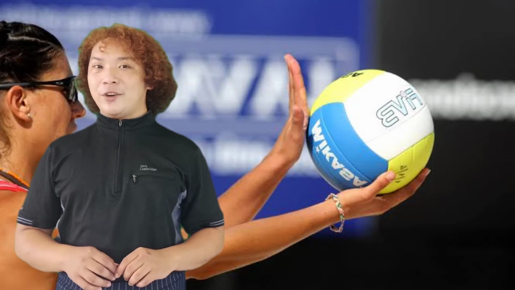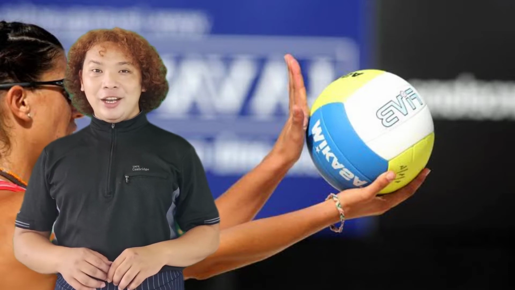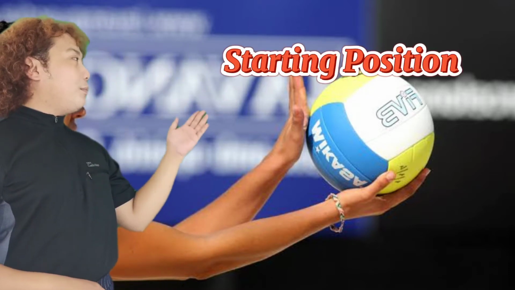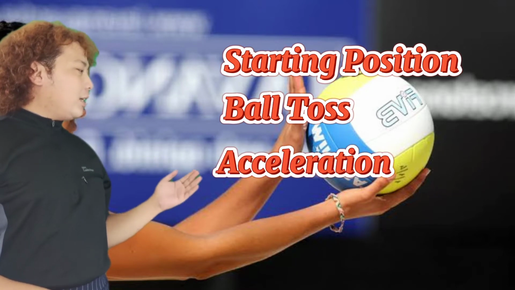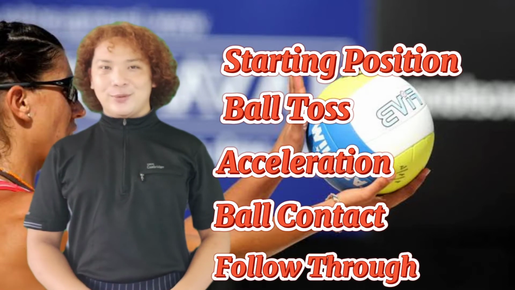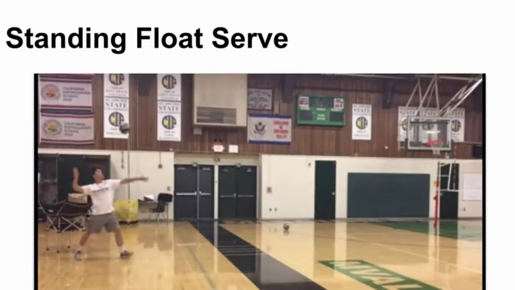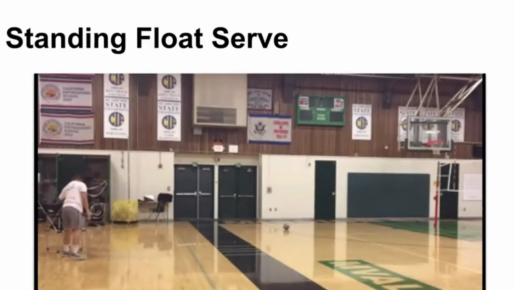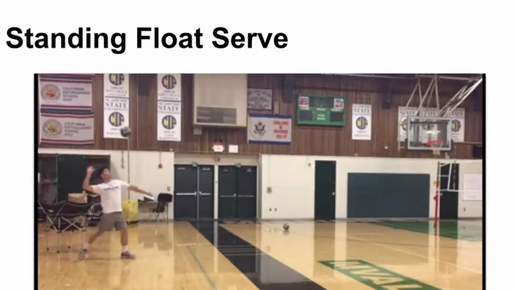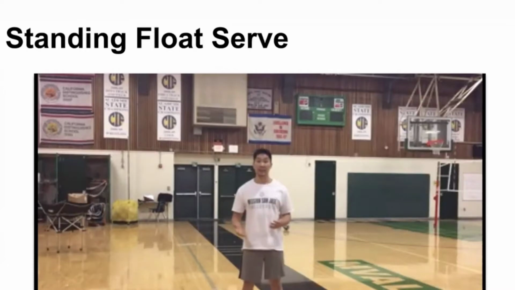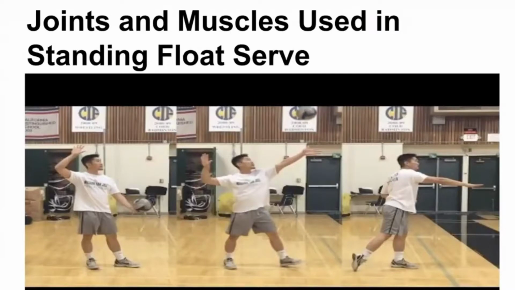Always remember that when performing the standing float serve, one must know the phases of the action. These are starting position, ball toss, acceleration, ball contact, and follow through. In performing the float serve, both the upper and lower limbs assist in the execution of the serve. Proper positioning is imperative as it will assist in transferring momentum and generating a larger amount of power to ultimately produce a successful serve.